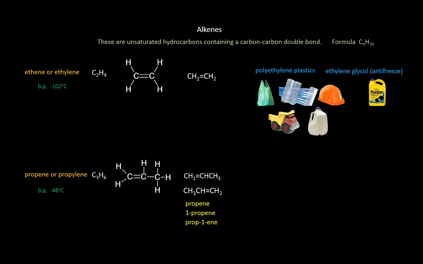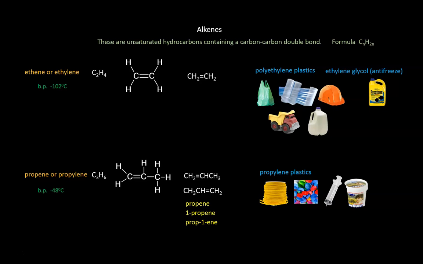However, as with ethene, many propene molecules can be strung together into a solid polymer called polypropylene. Many different polypropylene plastics are made, such as this yellow rope, plastic caps, syringe needles, and yogurt tubs.